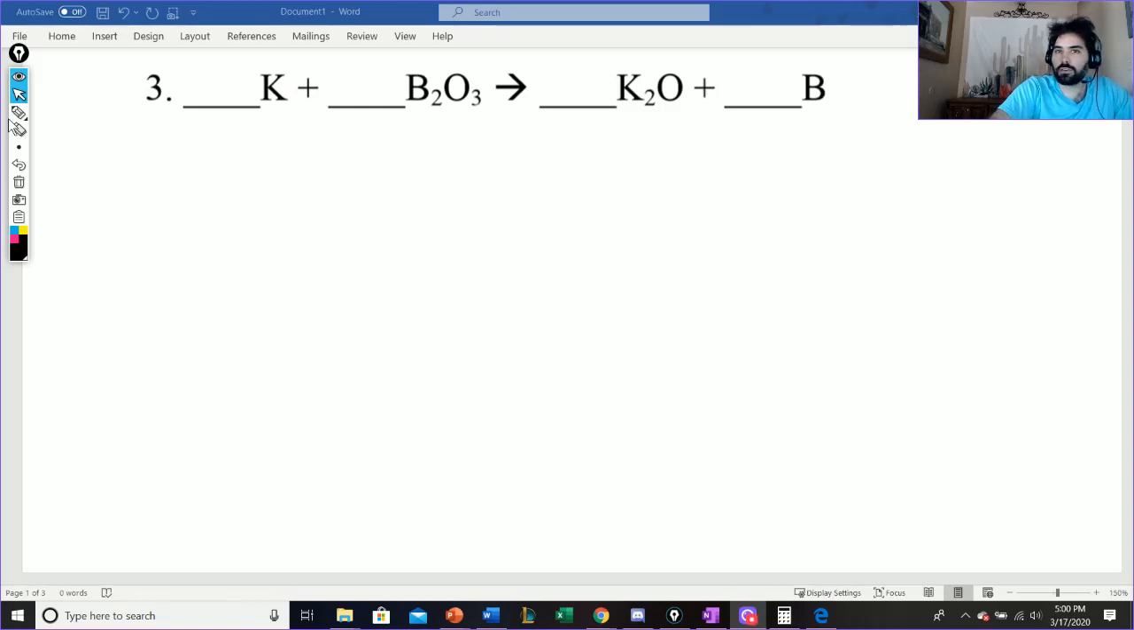All right, hey guys, I got a request to do some example problems for you from the worksheet. So let's do a few of these together.